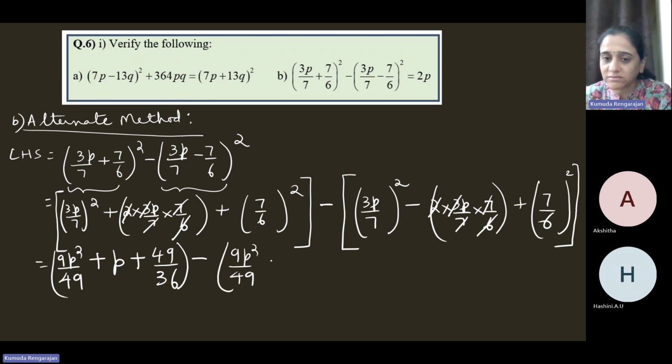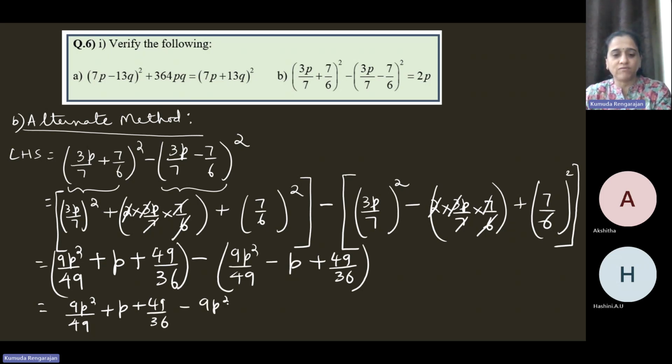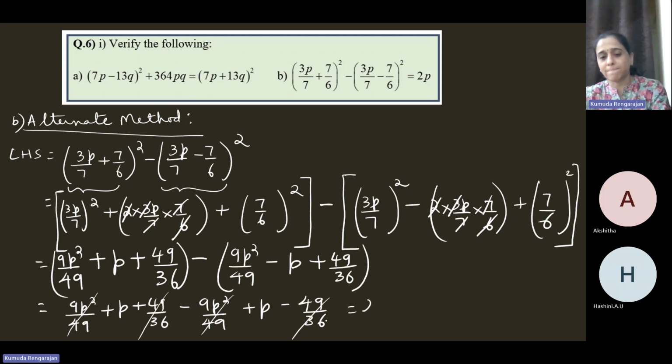Who's in the bracket? Minus p plus 49 by 36. Now there's a minus, we have to change this. Open the bracket. So it will be 9p square by 49 plus p plus 49 by 36 minus 9p square by 49 plus p minus 49 by 36. Cancel, cancel, cancel, cancel. And 2p.